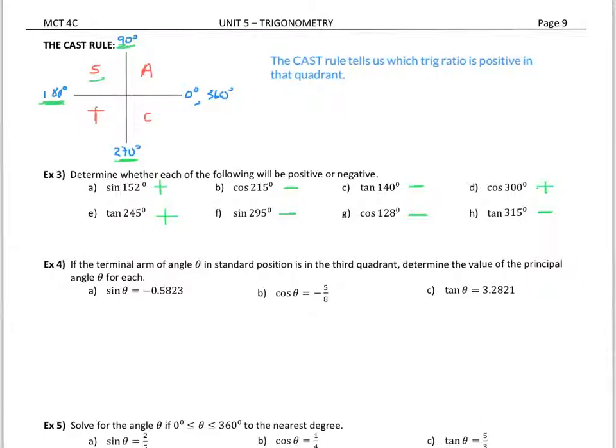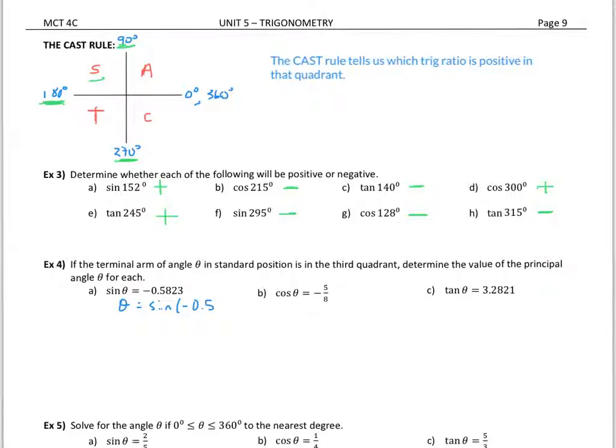All right, moving on to example 4. If the terminal arm of angle theta in standard position is in the third quadrant, so this angle is going to be between 180 and 270 degrees, determine the value of the principal angle for each. So I know the value of my angle has to be between 180 and 270. So if I go ahead and solve this as I have usually, I'm going to do the inverse function of sine on that trig ratio. Now notice my trig ratio is negative, which makes sense because in the third quadrant, sine should be negative.